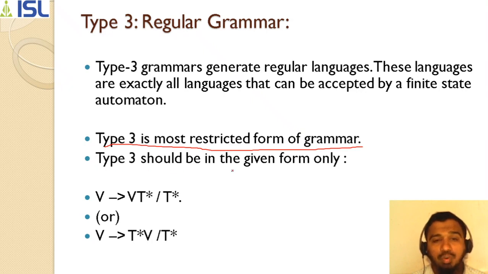Type 3 should be in the given form only. V of (V ∪ T)* or T*, T* V or T*. So in this form only, we can say it is a regular grammar, or in place of regular grammar we can say type 3.